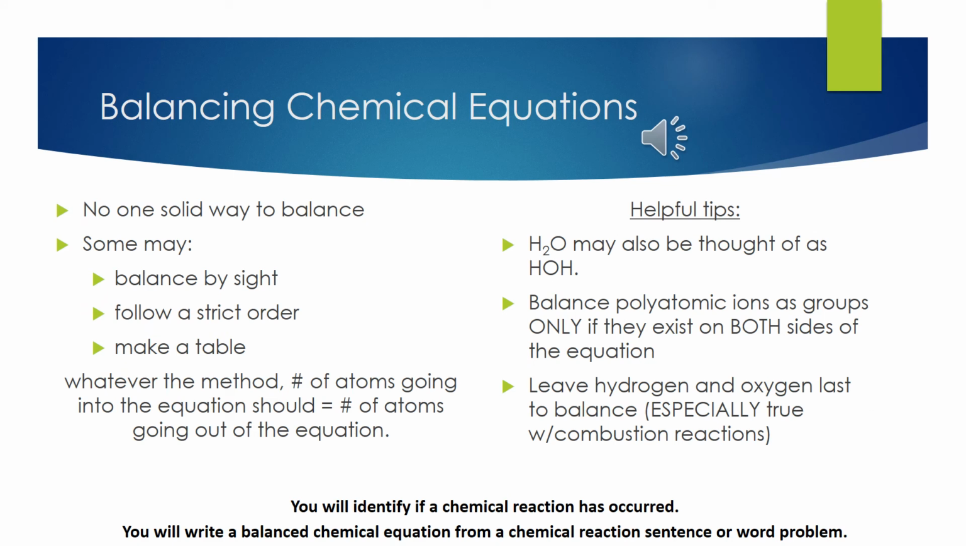Balancing chemical equations. Here you will have helpful tips, and I will tell you that there is no one solid way to balance. Some balance by sight, follow a strict order, or make a table. Whatever the method, the number of atoms going into the equation should equal the number of atoms going out of the equation. Helpful tips: H2O may also be thought of as HOH. Balance polyatomic ions as groups only if they exist on both sides of the equation. Leave hydrogen and oxygen last to balance, especially with combustion reactions.